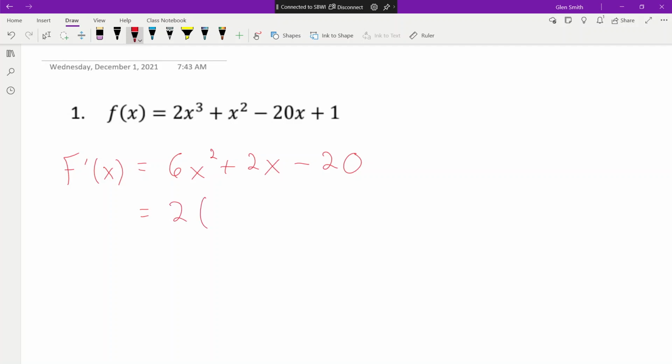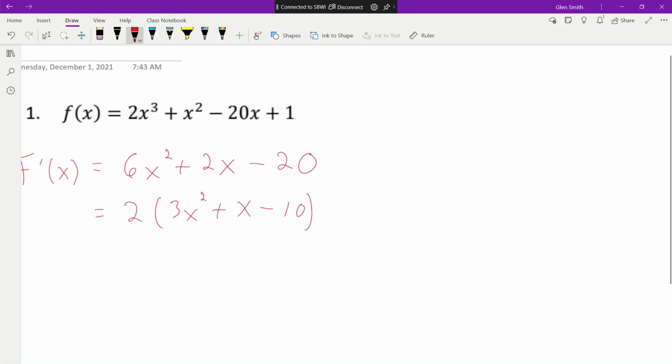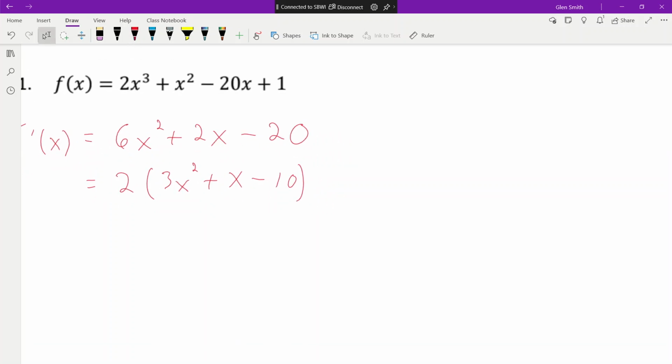So we can take a 2 out. Then we need to factor that quadratic or do the quadratic formula. We just need to know where it equals 0. That's what we're looking for. To see if it factors, we do 3 times negative 10, that's negative 30. We need two numbers that multiply to negative 30 but add to 1, the coefficient of x right here. That's going to be 6 and negative 5.